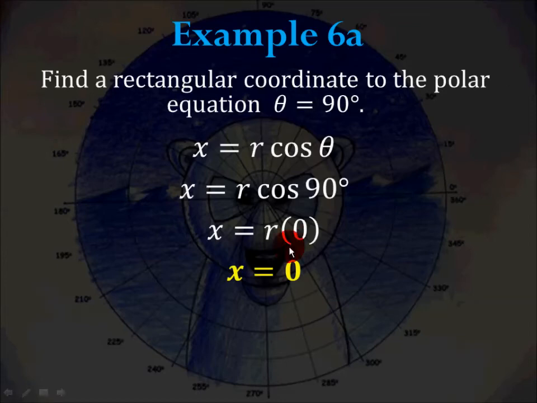Now, if you think about this, why not use sine? What if we use x equals r sine theta? Well, if you plug in sine of 90, you get 1, and you're left with the equation y equals r. Well, that's not in rectangular form because you still have an r in there. This way, by using cosine, you eliminate the r, so you have the line x equals 0, the vertical line that goes through the origin.